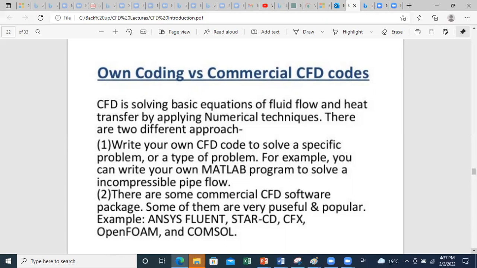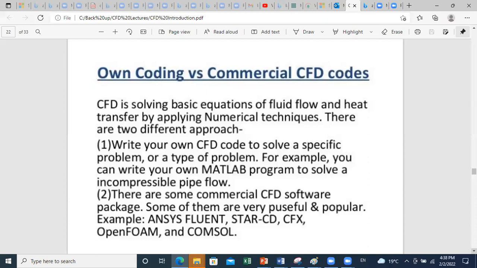a software. The more complex the problem is, using software will facilitate things, because in commercial software you already have several programs implemented that can solve a large variety of engineering problems. So CFD consists of solving the basic equations of fluid flow and heat transfer by application of numerical techniques.